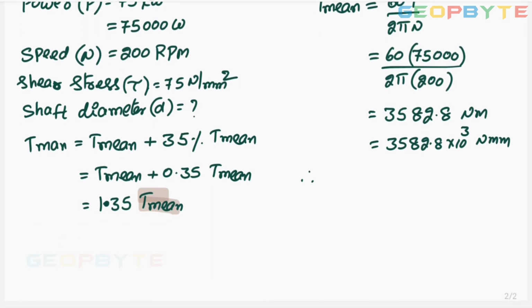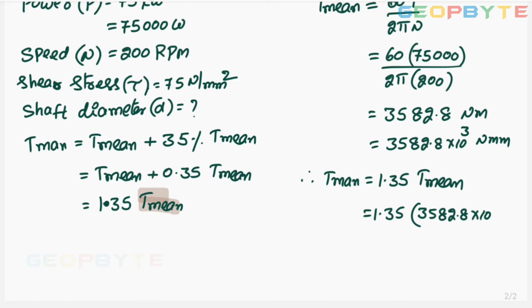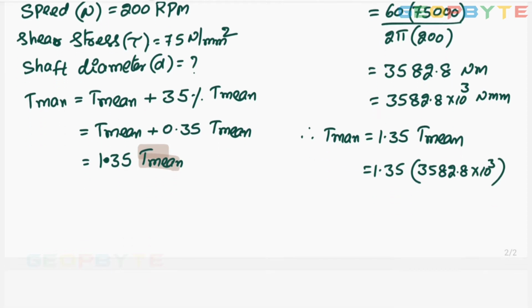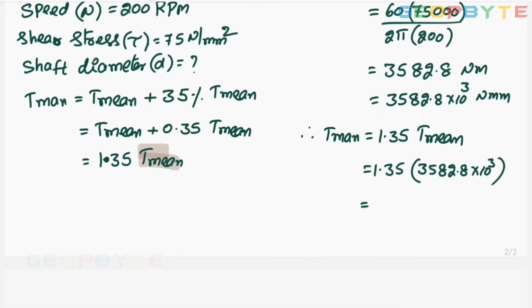Therefore, T max, the maximum torque, equals 1.35 times the T mean. It is equal to 1.35 times 3582.8 into 10 raised to 3. You simplify this value with a calculator to get 4836.78 into 10 raised to 3 Newton mm.